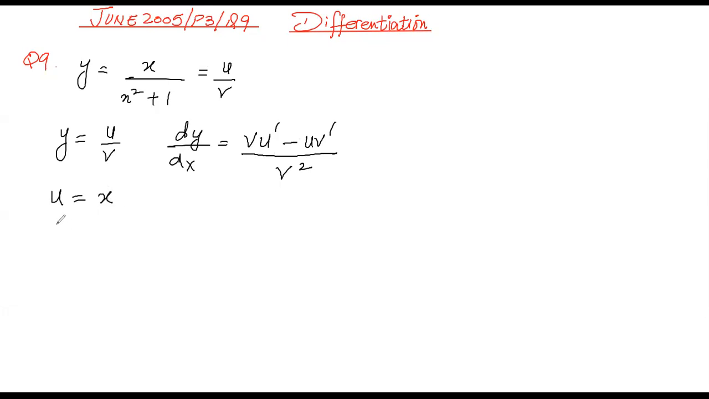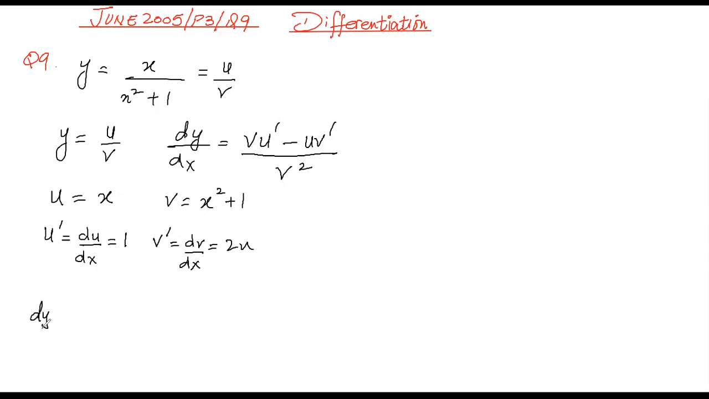u is equal to x. u dash is basically the differentiation of u, which is du over dx. If I differentiate u with respect to x, I'll just get 1. v is the denominator, which is x squared plus 1. v dash is basically dv over dx, so I'm differentiating v with respect to x. If I differentiate this, I get 2x, and that's all. So I have all the 4 things that I need in order to substitute in this formula.